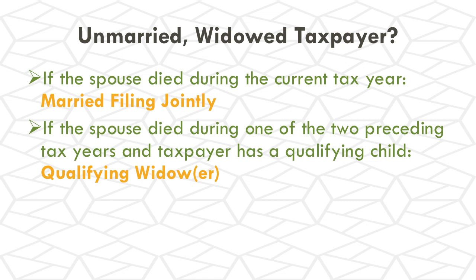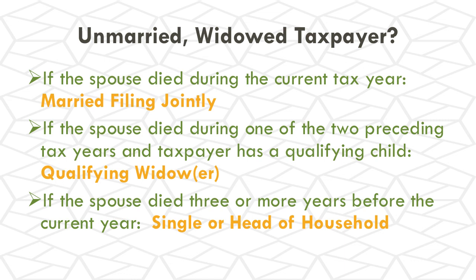they can file as qualifying widow or widower. And if the spouse died 3 or more years before the current tax year, they will either file as single or head of household if they still have a qualifying person in their house. So you'll see that's why we very rarely will have anyone that will file as qualifying widow or widower, but it does happen occasionally, so you still need to know how to determine it.